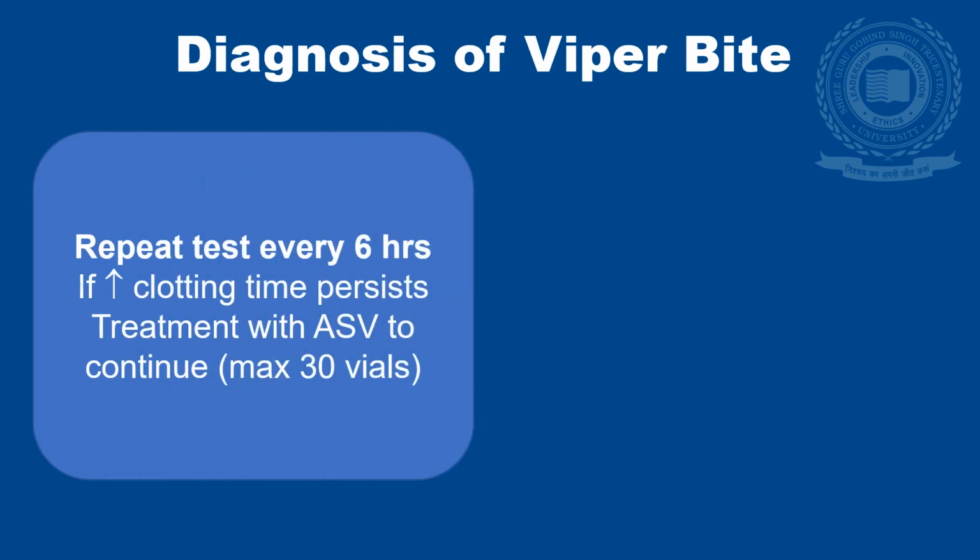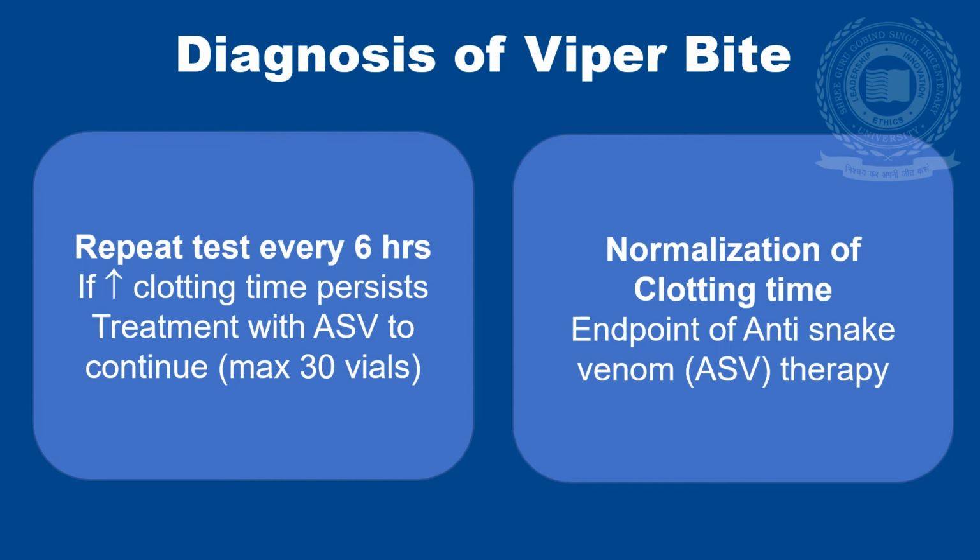If you suspect a viper bite, we repeat the test every 6 hours, and if clotting time is still increased, that means there is no clotting of blood, we continue treatment with anti-snake venom, and at maximum we can use 30 vials. Once the clotting time normalizes, that means blood has started clotting, this is the end point of anti-snake venom therapy. We stop the therapy immediately.